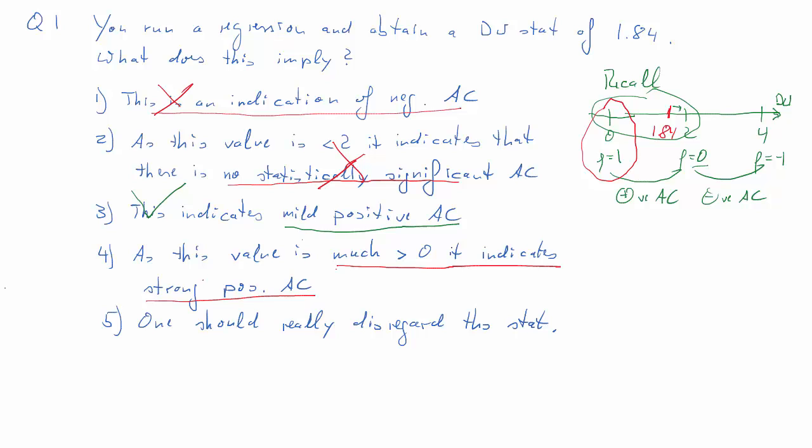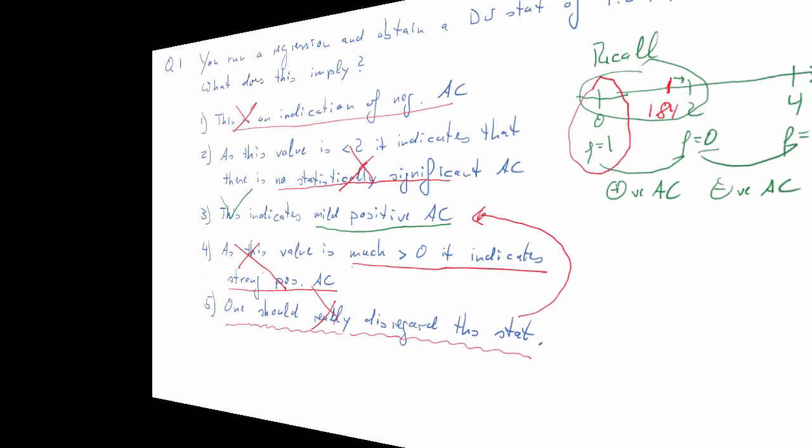And lastly, should one disregard it? Well, that's one view, but we can learn something from it. We have learned that there's mild positive autocorrelation. So one shouldn't disregard it, but one has to be realistic or precise about what we can actually learn from it. So let's talk about the Breusch-Godfrey test or Lagrange multiplier test.